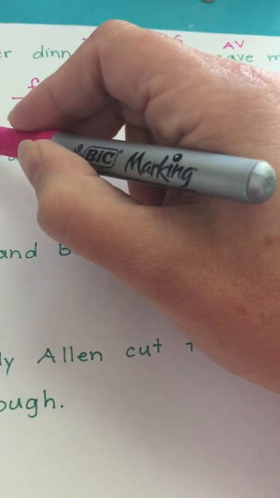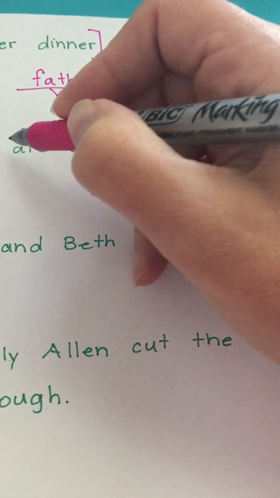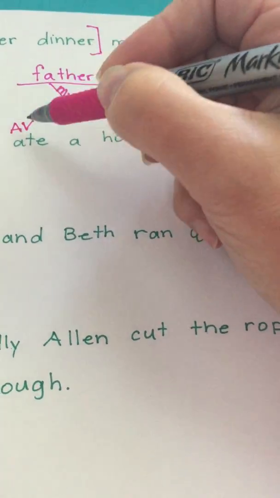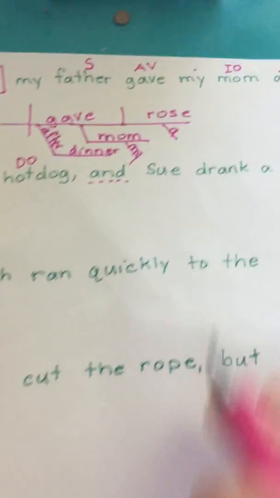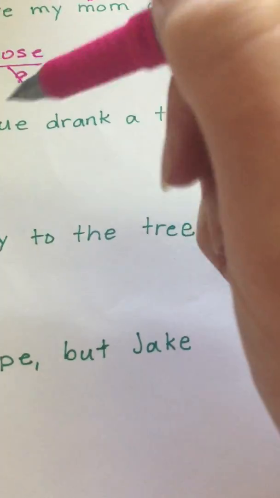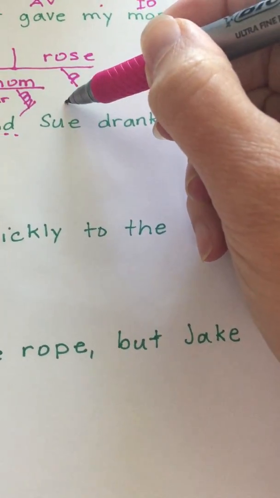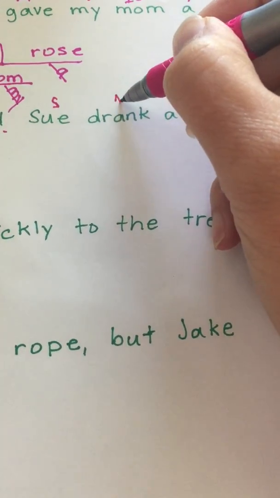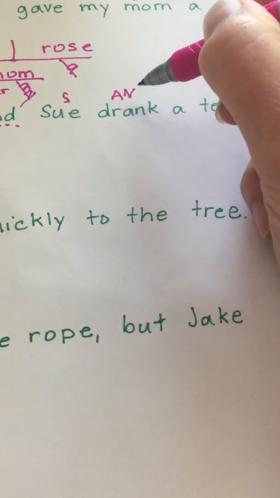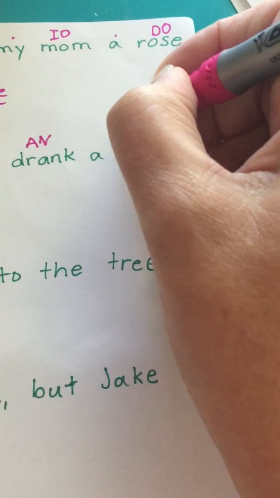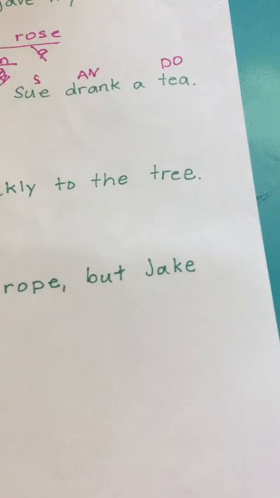Subject is on this side, John. Verb is ate. What kind of verb is ate? Action verb. Ate what? Hot dog. Direct object. This clause, Sue drank a tea. Subject is Sue. Drank is our verb. What kind of verb? Action verb. Action verbs have direct objects. Drank what? Tea. Direct object. Remember to diagram these.